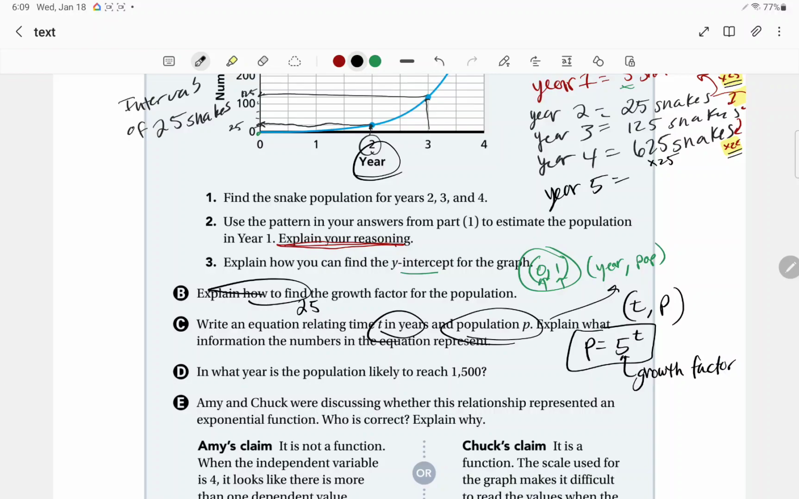And in D, in what year is the population likely to reach 1,500? So that's where year 5 comes in, because on year 5, if you take 625 times 5, you would get 3,125, which is more than 1,500. So the answer on D is going to be between years 4 and 5.